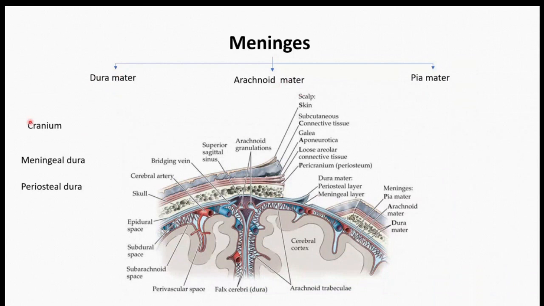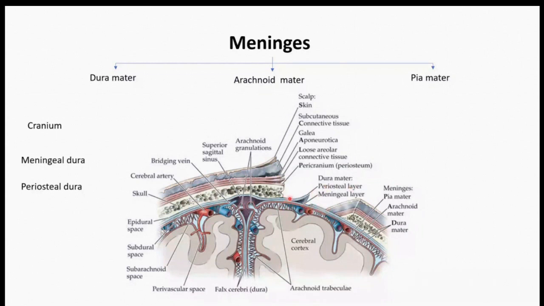It's important to remember that in the cranium, the dura mater has two parts: meningeal dura and periosteal dura. In the spine, we lose the periosteal dura and we have only meningeal dura. Why is this important? Let's have a look at this illustration here. So we have the scalp, the skull, and then we have the meninges. The meninges, as I said, the dura, the outermost layer, is actually two layers. One which we call the periosteal layer, and the other one is the meningeal dura, or the dura proper.